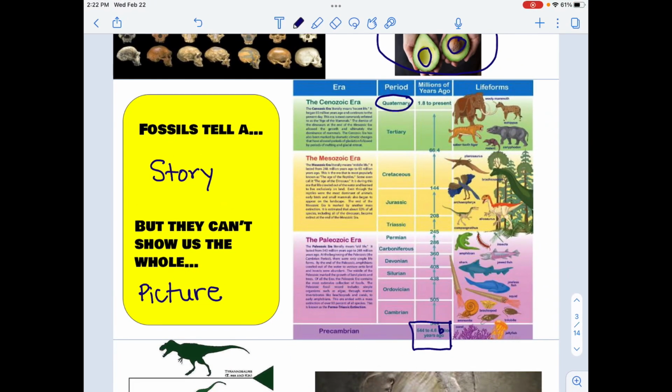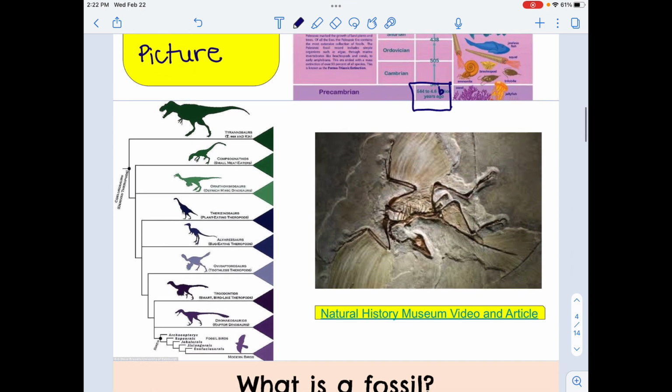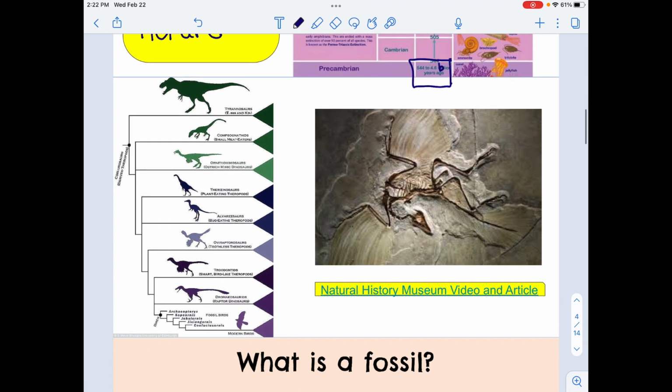All right. So they tell a story, but they can't tell us everything that happened, right? One question that scientists get a lot is, all right, so cool, we've got these fossils and we have some evidence that there's similar features between dinosaurs and birds. So what's the deal with that, right?